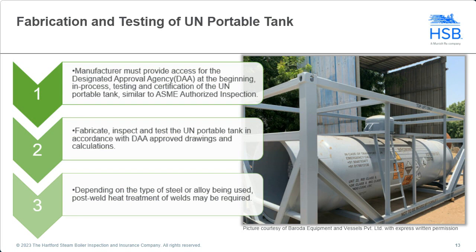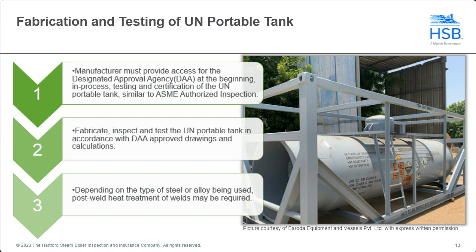Just similar to ASME, it's best to have the authorized inspector and the designated approval agency up front, at the beginning, for the initial review of drawings, calcs, and establishing of hold points. During that inspection process, the inspections cover both 49 CFR and ASME. So HSB, our inspector, will have them trained to do both, to be able to cover both during that time. There may be an additional inspection visit to cover 49 CFR requirements as a designated approval agency.